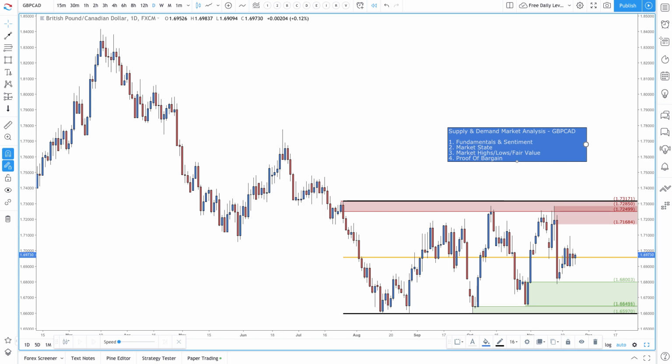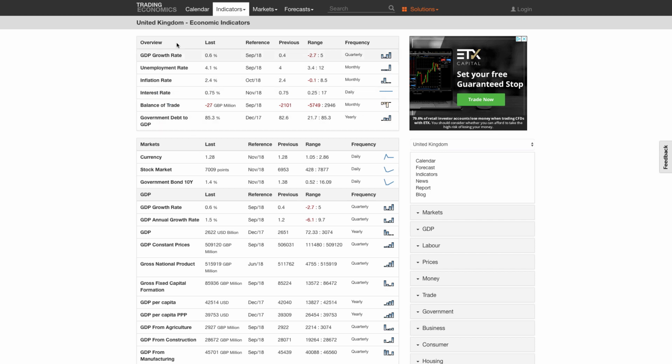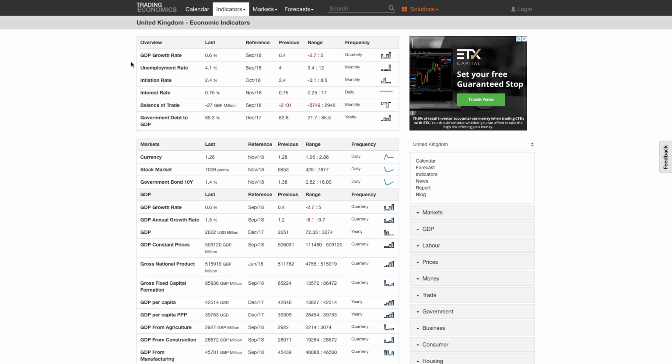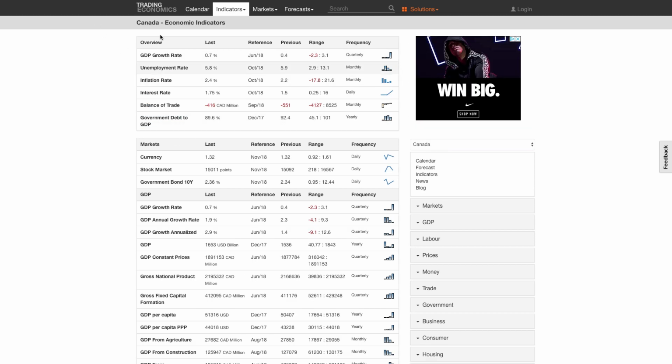But for the two that I'm going to be analyzing, obviously the pound, United Kingdom, one of the sites I go to is Trading Economics, right? I go to indicators, countries, and then I choose UK, and then I'm going to also compare it to, and I've got it on another tab, the Canadian dollar, right? So what I look at is the overview of each country's economic state.